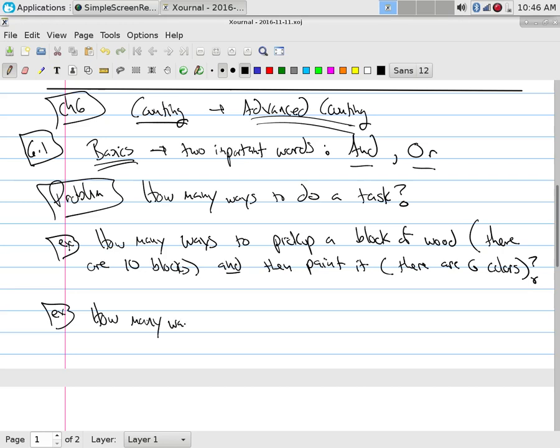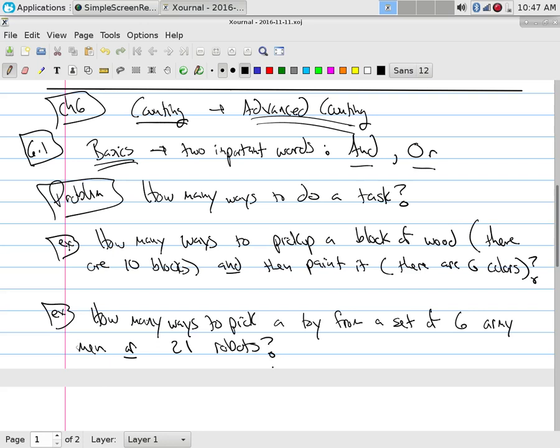How many ways to pick a toy from a set of 6 army men or 21 robots? So I have a task for you to do, and you notice that when I ask you to do the task, sometimes you use the word and, sometimes you use the word or.